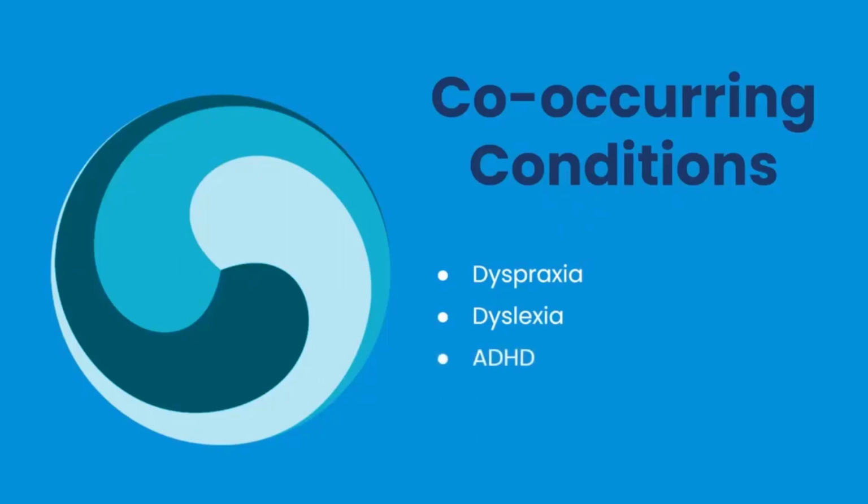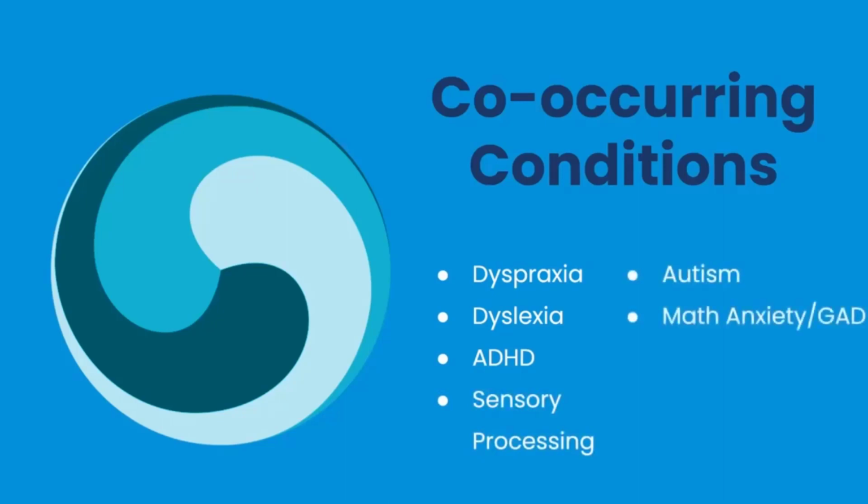ADHD, attention and sensory processing issues, autism, math anxiety, and generalized anxiety disorder. That's what GAD is short for. And depression. So all of those also affect math and make it really difficult to learn. So you could have dyscalculia and any combination of these. And again, it's not that your child's broken and they need fixing, it's that they need a completely different approach and way because their brain is just wired differently.